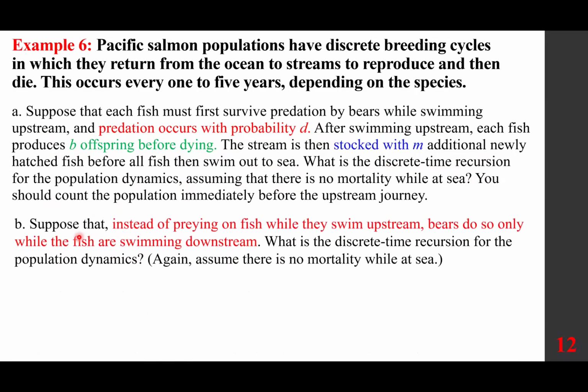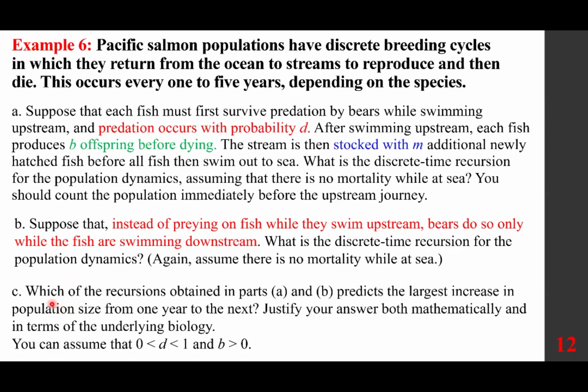There's a second one. Suppose that instead of preying on fish while they swim upstream, bears do so only while the fish are swimming downstream. What is the discrete time recursion for the population dynamics? Finally, which of the two recursions, parts A and B, predict the largest increase in population size from one year to the next? Justify your answer both mathematically and in terms of underlying biology, where D is between 0 and 1 and B is larger than 0.